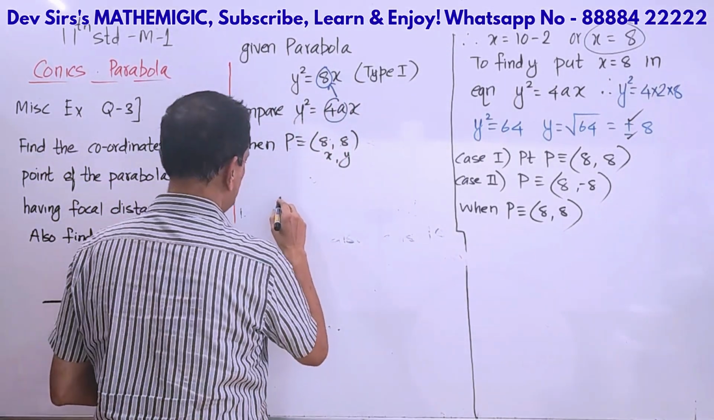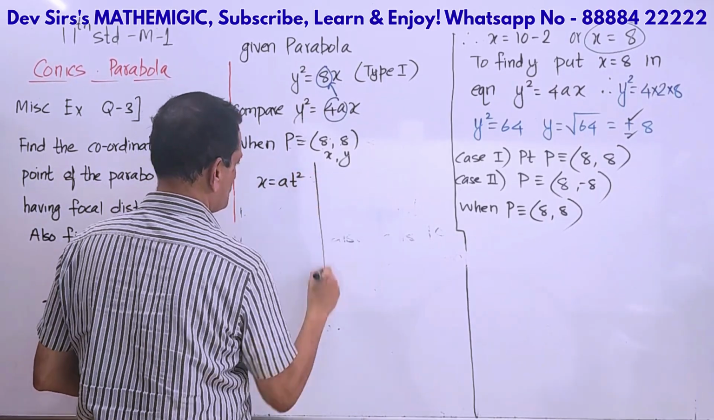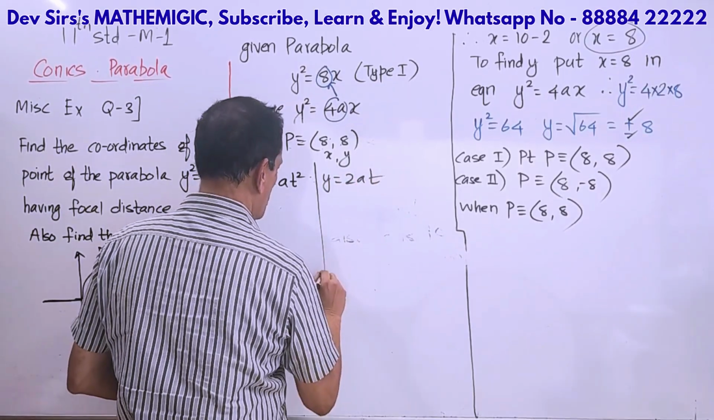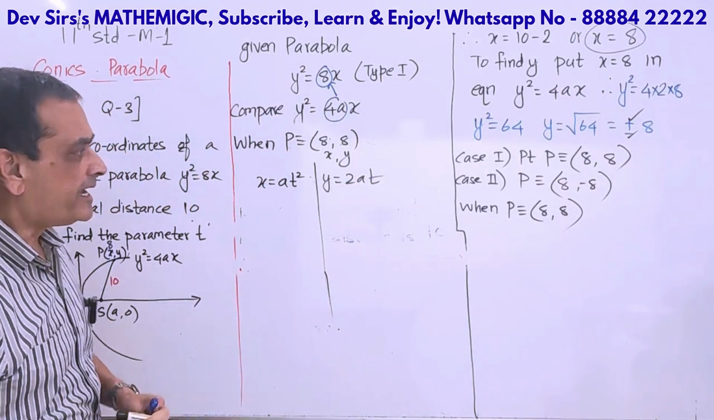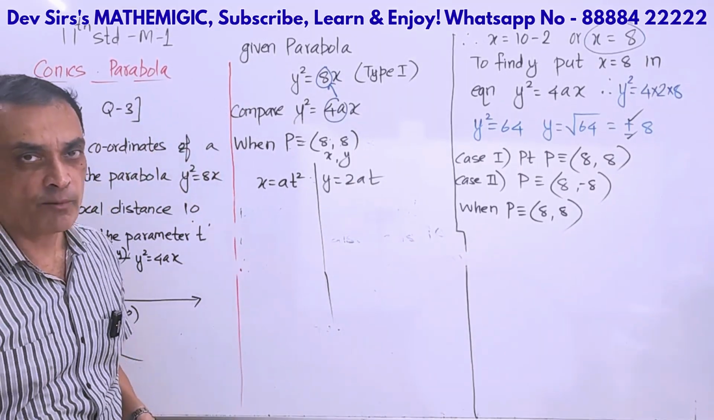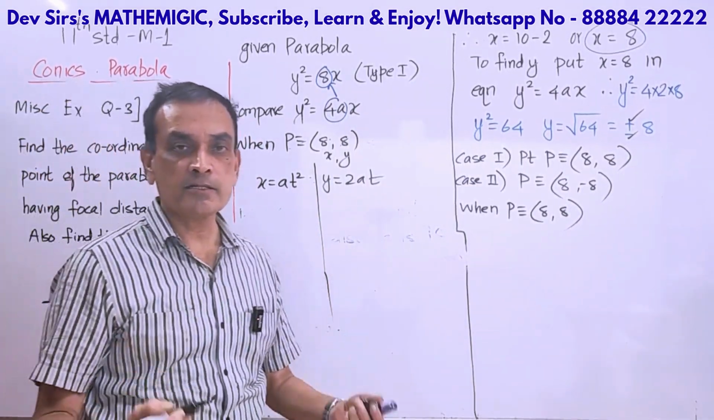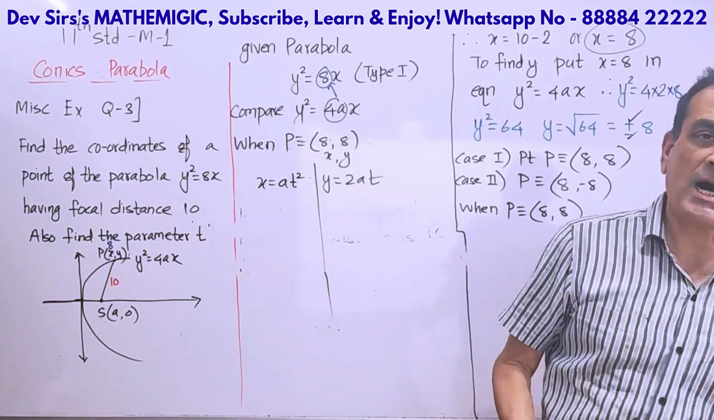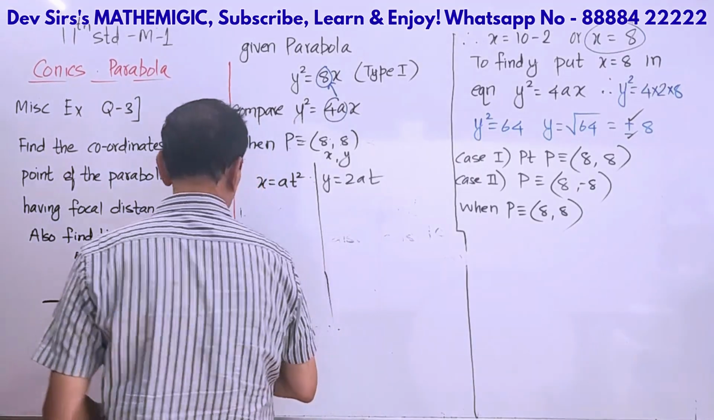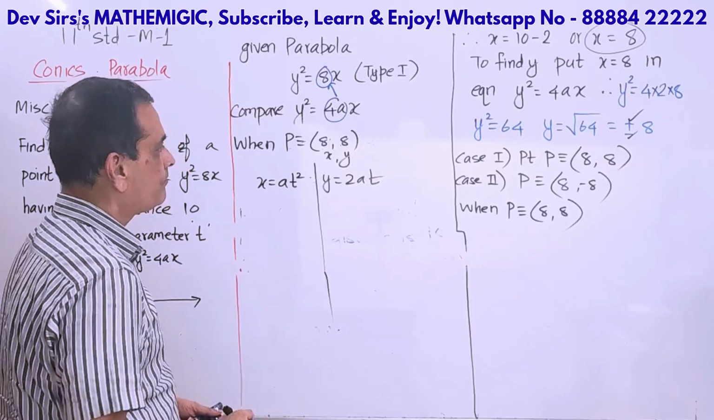Parametric equations. You already know the parametric equations. x is equal to a t squared, y is equal to 2at. These are the parametric equations where t is called the parameter. Similar to the standard circle, x is equal to r cos theta, same way. Now substitute on both sides. We will select one common answer.